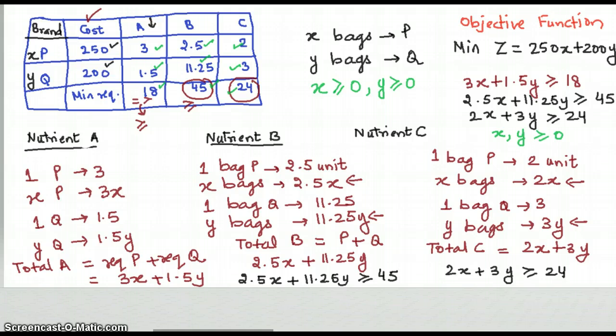So this becomes our formulation of the linear programming problem. So how is it? The objective function is minimizing the cost, which is represented by Z equal to 250x plus 200y, subject to the three constraints for each of the nutrients A, B and C, with the non-negativity restriction that X and Y should be greater than or equal to 0.